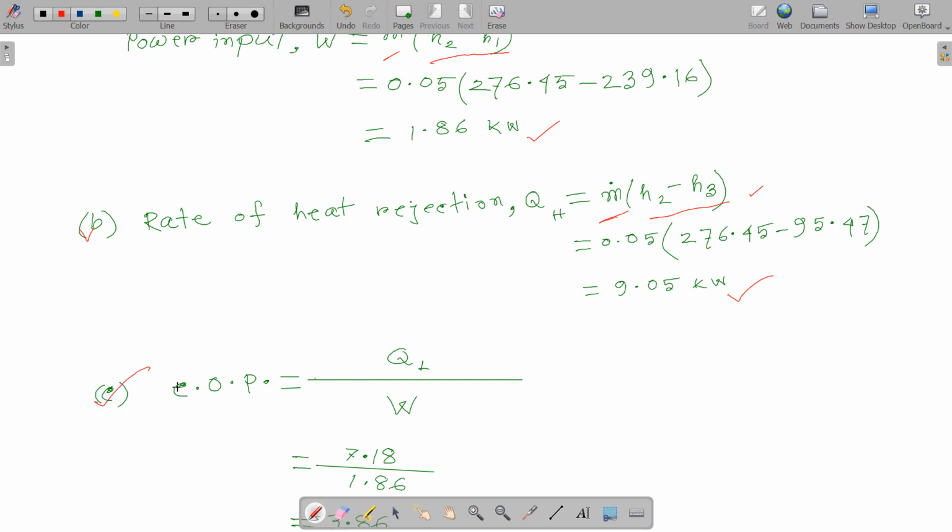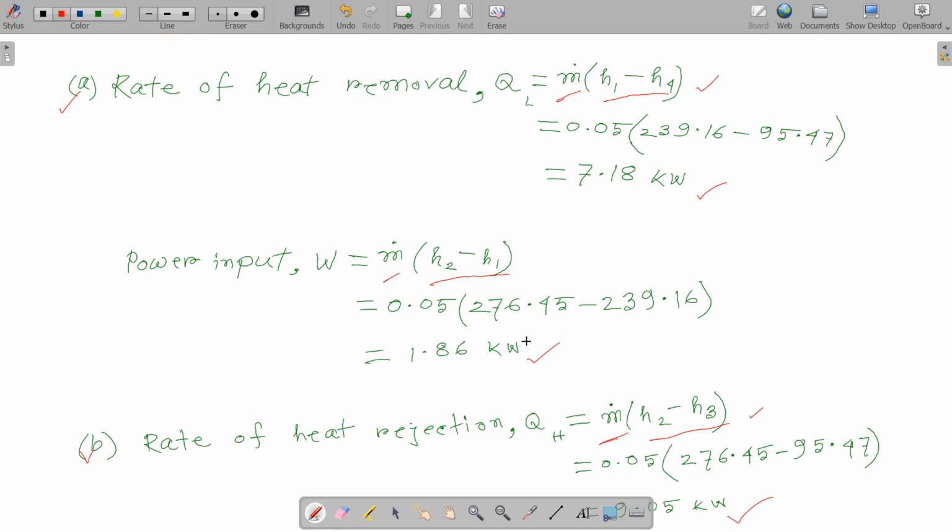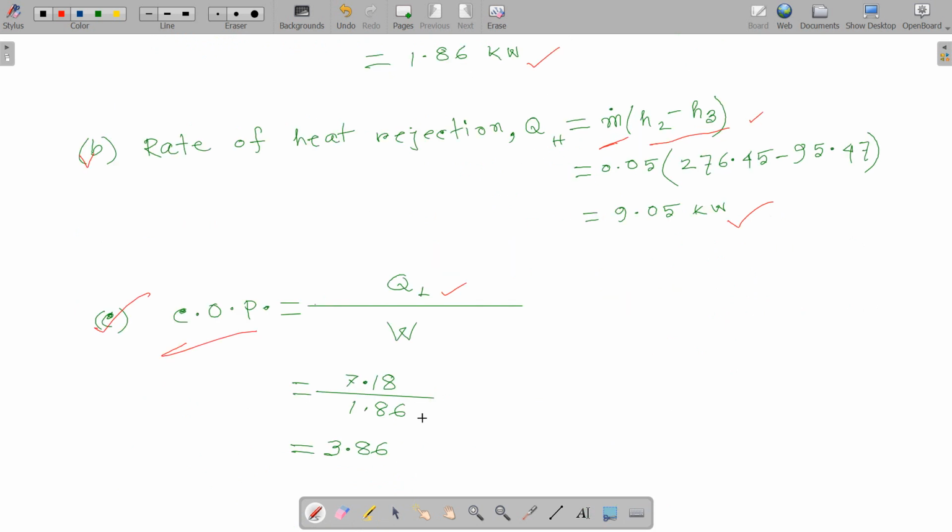Now the coefficient of performance, we know, is the heat removal QL divided by the work input. We have already calculated these, so just putting in the values we found, we get the coefficient of performance very easily. So that's it.